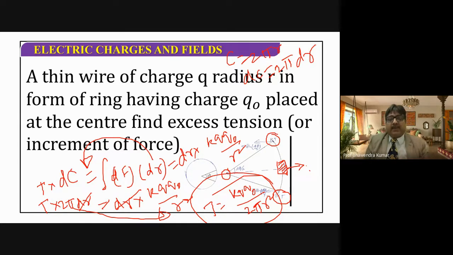But for integration, we have to do it one by one. First, we consider the constant dr that we take out, and then we integrate dF to find k q1 q2 by r.